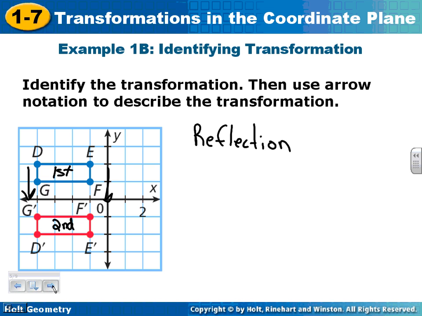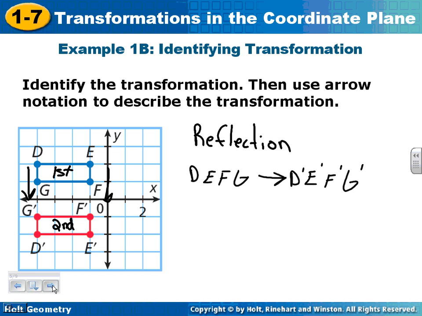So I started to do a triangle, but these aren't triangles. So I have to call it just D, E, F, G. Oops, can't write today. Let me just erase the whole thing and start over. D, E, F, G. Again, I started to put a triangle in front of that, but they're rectangles, not triangles. Arrow, meaning it maps to D prime, E prime, F prime, G prime. And that would be my arrow notation.